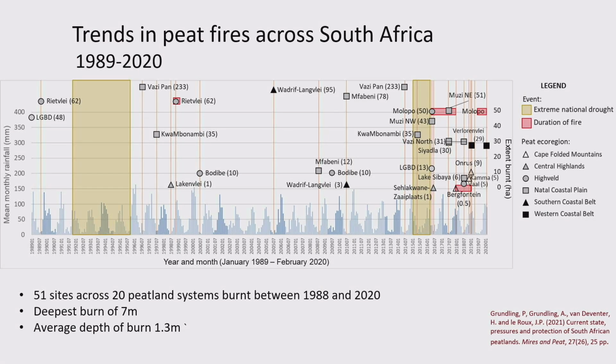So as you can see on this graph, South Africa has experienced an increasing number of peat fires since 1988 until 2020 when the study was conducted. The deepest burn was 7 meters and the average burn was 1.3 meters.